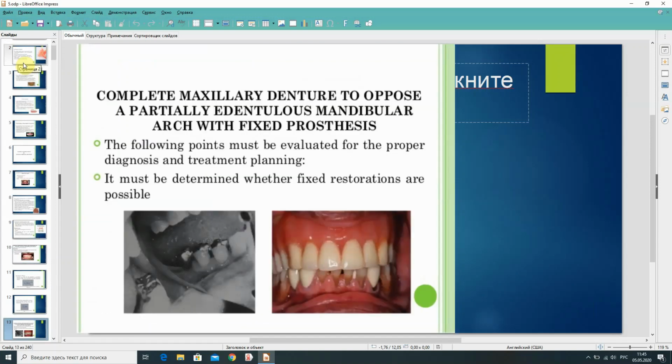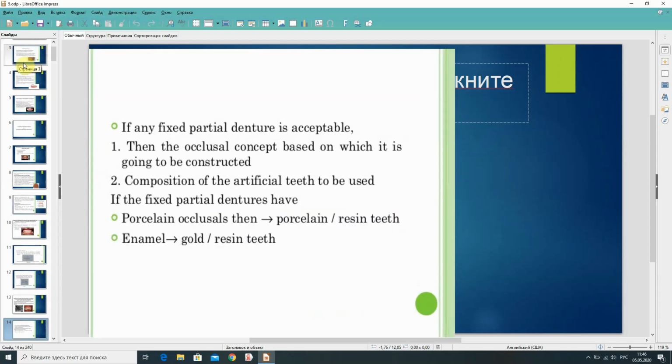Complete maxillary denture to oppose a partially edentulous mandibular arch with fixed prosthetics. The following points must be evaluated for proper diagnosis and treatment planning. It must be determined whether fixed restorations are possible. If a fixed partial denture is acceptable, then the occlusal concept on which it is going to be constructed must be considered. Composition of the artificial teeth to be used: if the fixed partial denture has a porcelain occlusal, then porcelain or resin teeth; if enamel or gold, resin teeth.